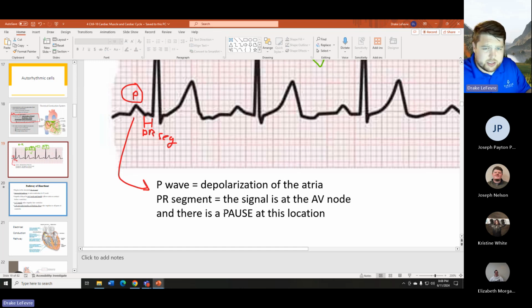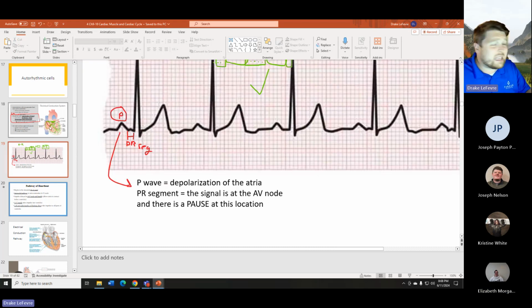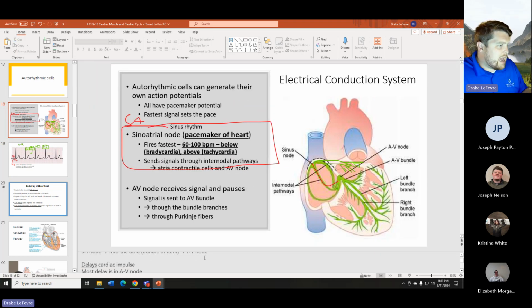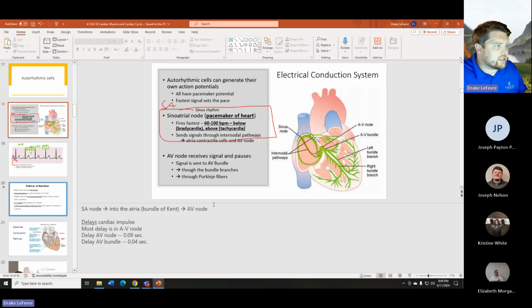Okay, have you guys talked about that at all? It sounds vaguely familiar. Okay, I'm gonna keep jumping back and forth in this. I know it's kind of like mixing and jumbling it all together, but it really does make a lot more sense if you can put all the pieces together in the long run. Okay, so we get to the AV node, and there's a pause. It pauses for 0.09 seconds.